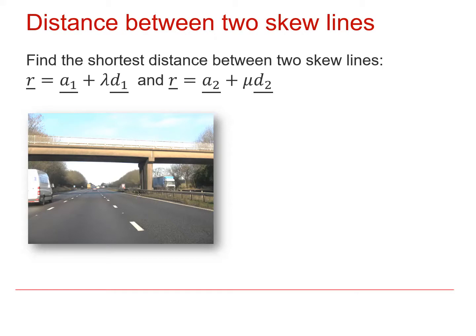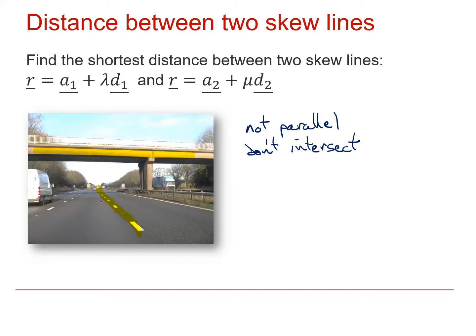It's worth reminding ourselves what we mean by skew lines. If you have a look at the picture, the lower road, the motorway, is in this direction, and the upper road on the road bridge above is in this direction. These two lines are clearly not parallel. However, they don't intersect, and we can see that because the traffic that's travelling along this road will not hit traffic that's travelling on the bridge above.